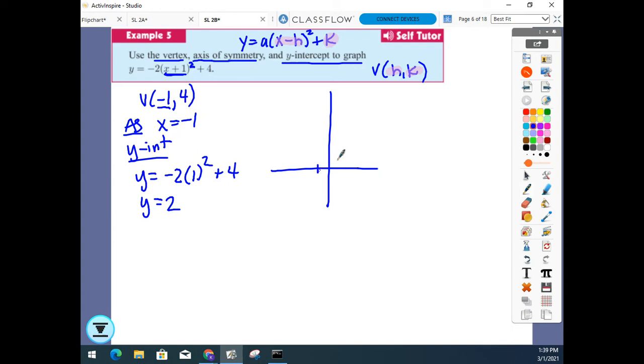So we graph -1, 4. Notice because this is negative, it will be going upside down. So all of your pieces should help make sense of that. So y equals 2 is my y-intercept. So I'm going to immediately just flip that over the axis of symmetry.